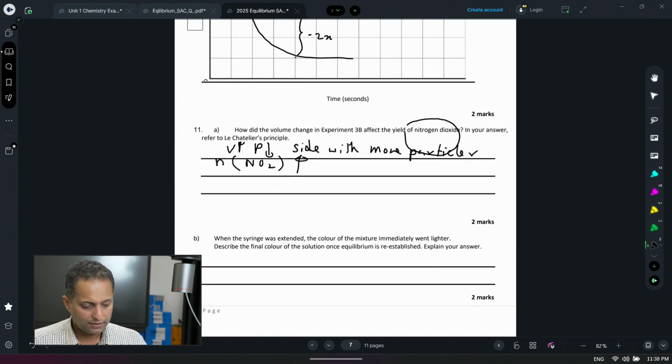So you can say volume is increased, pressure is decreased. According to Le Chatelier's principle, the system will partially oppose the change by trying to increase the pressure. Therefore, the system will favor the side with more particles. So the forward reaction will be favored. Therefore, yield will increase.